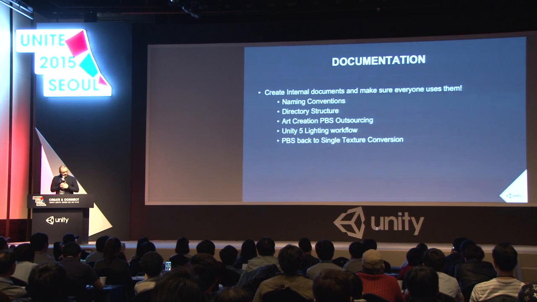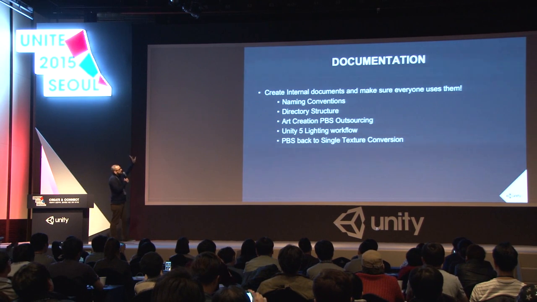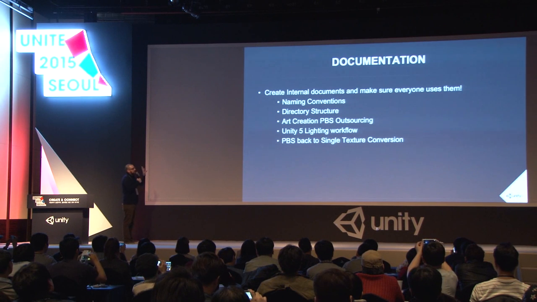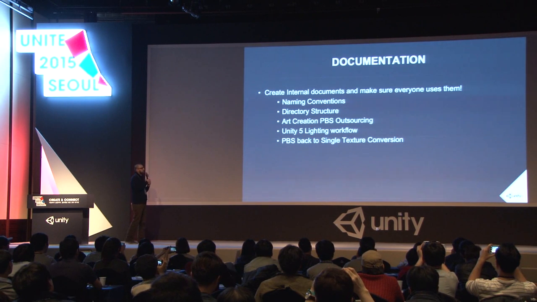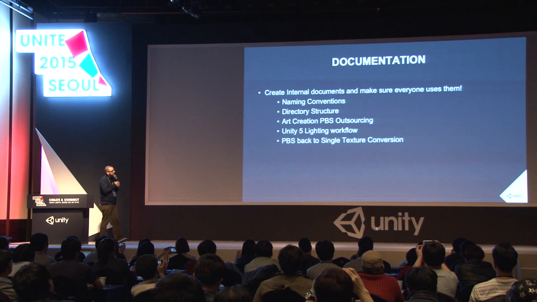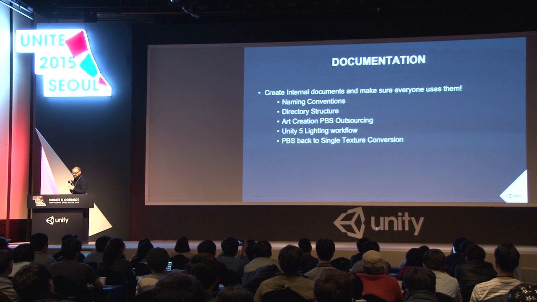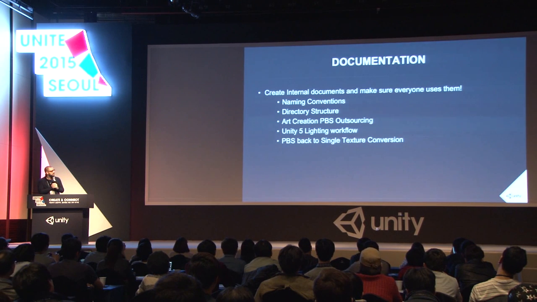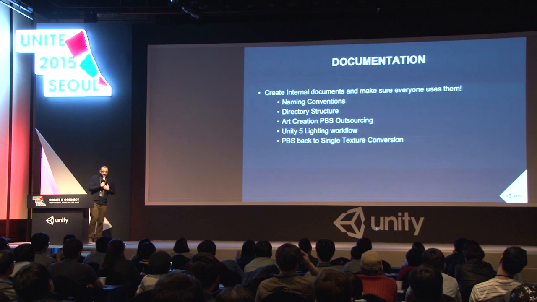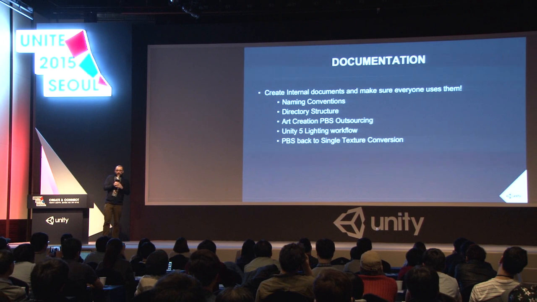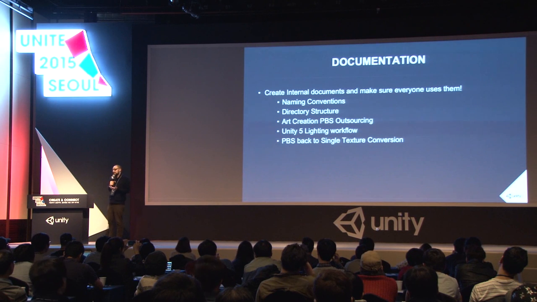Finally, this is the kind of documentation that Steven and the team created: naming conventions, directory structures. We created another document called the Art Creation Physically Based Outsourcing Document. We had a Unity 5 workflow document and a physically based back to single texture conversion document. In other words, if you are going to convert your project like what we did, it's not just a simple touch of a button. This becomes the full production of your team, or a big part of your team is going to have to be focused on this, because it is a lot of work.